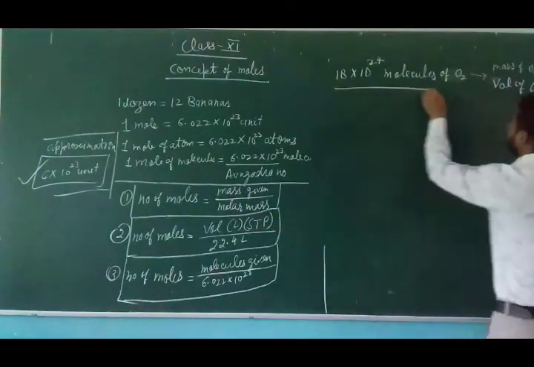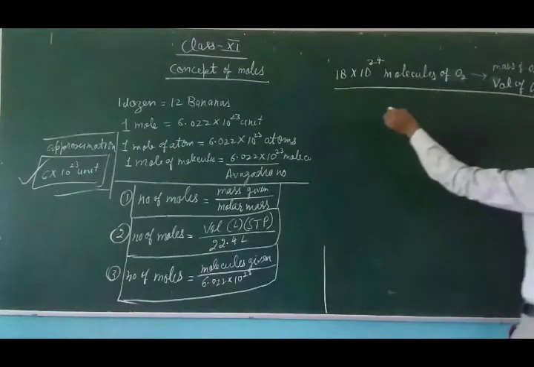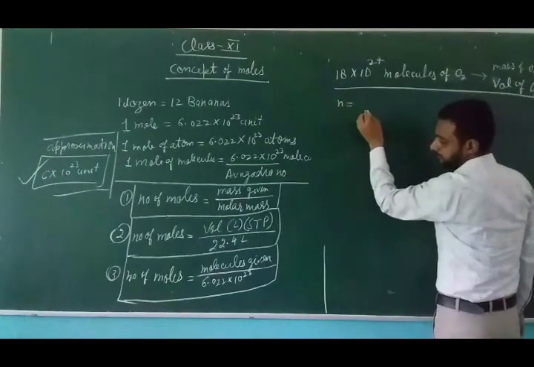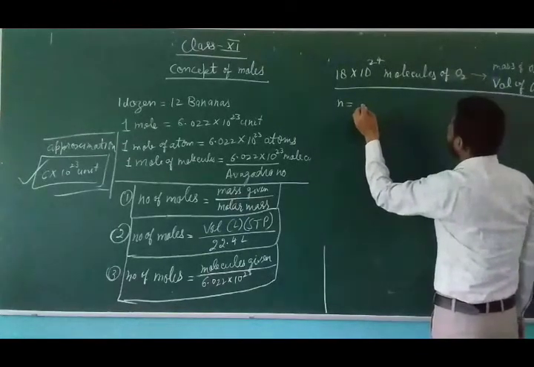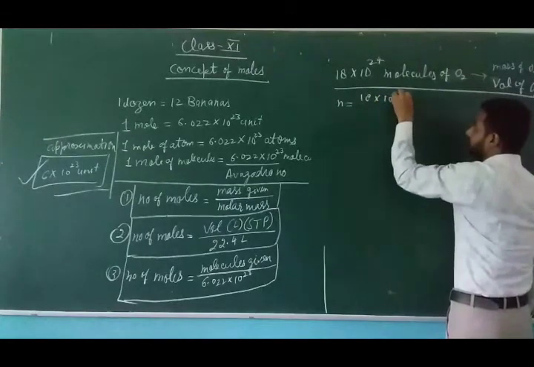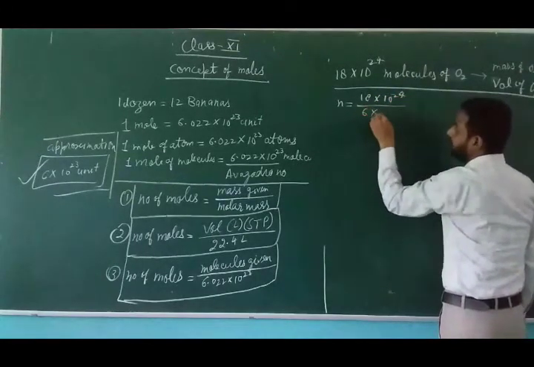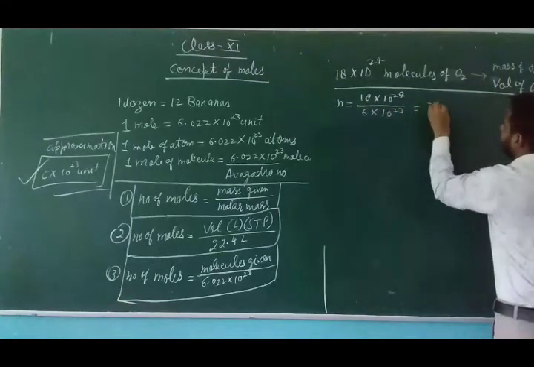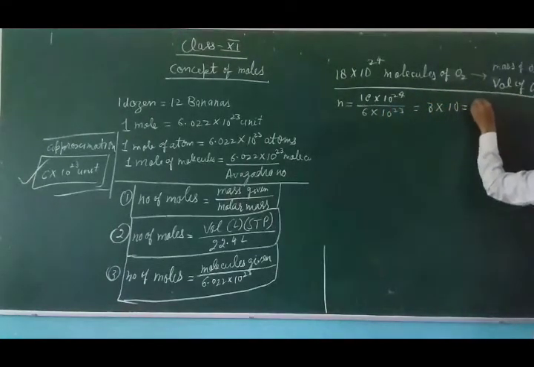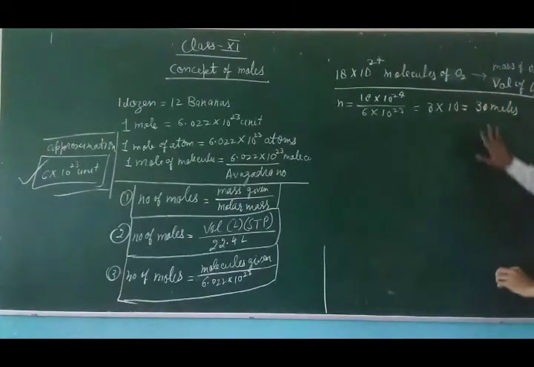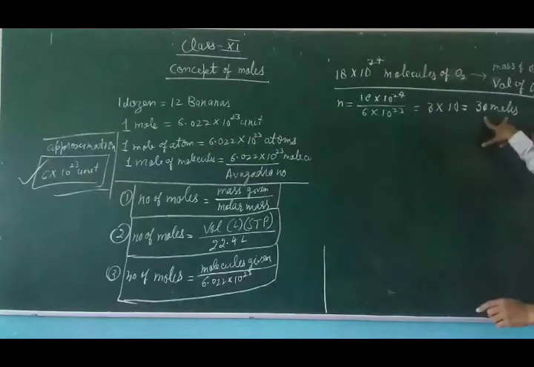Now I am here to solve the question. 18 into 10 to the power 24 upon 6 into 10 to the power 23. Finally we get 3 into 10, equal to 30 moles. Now we have 30 moles. With the help of these moles we can find out the mass of oxygen and volume of oxygen.